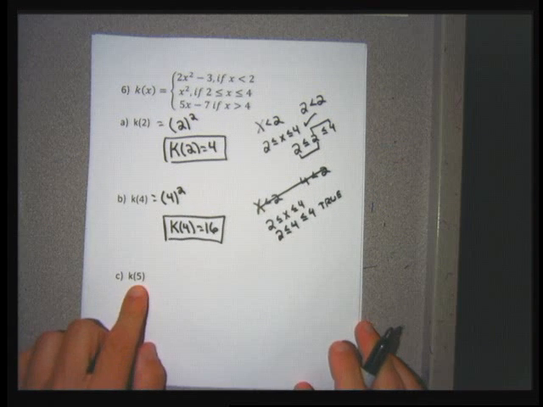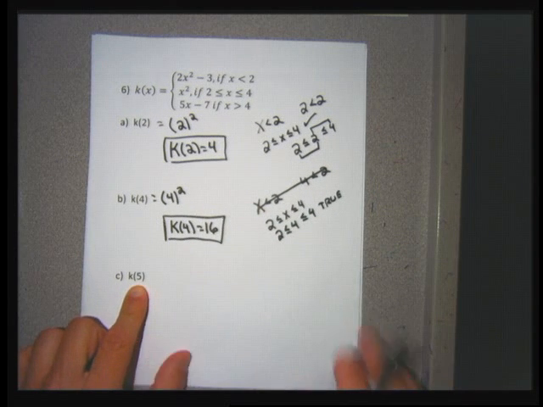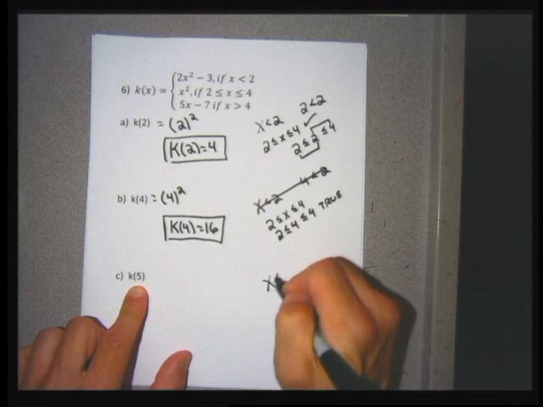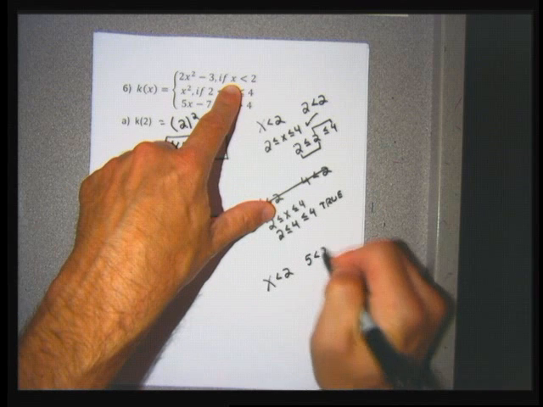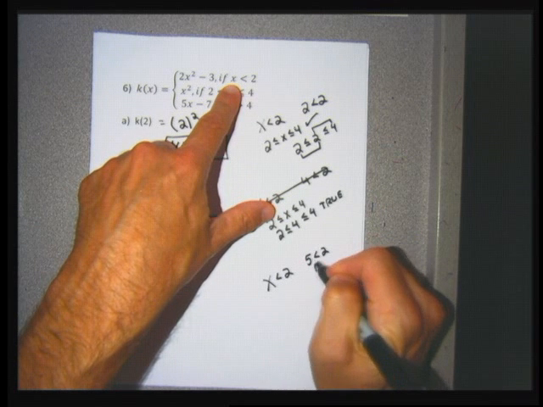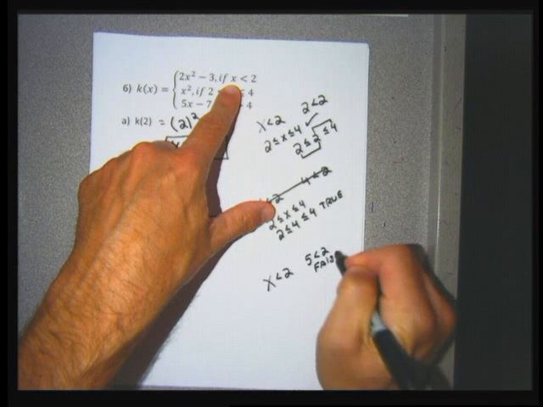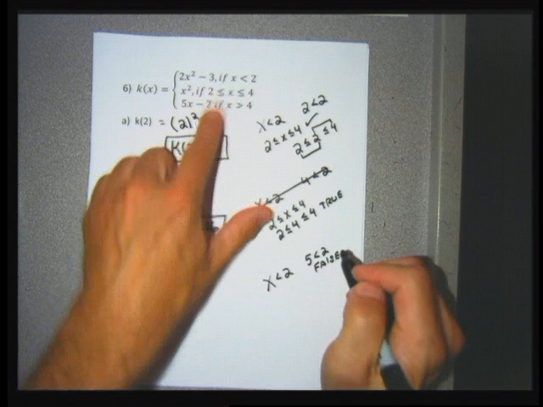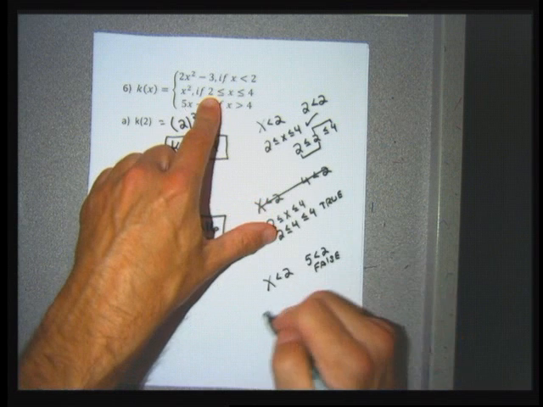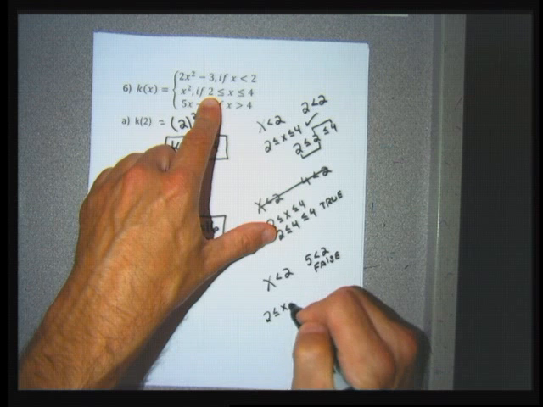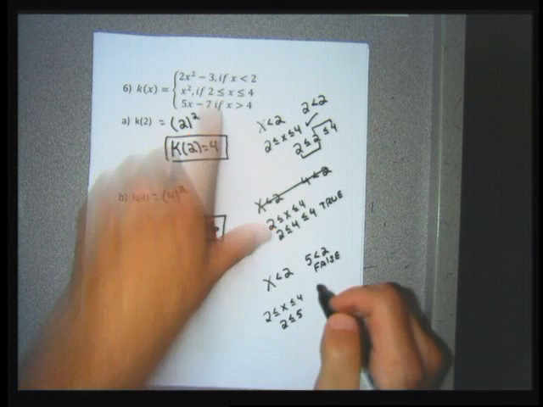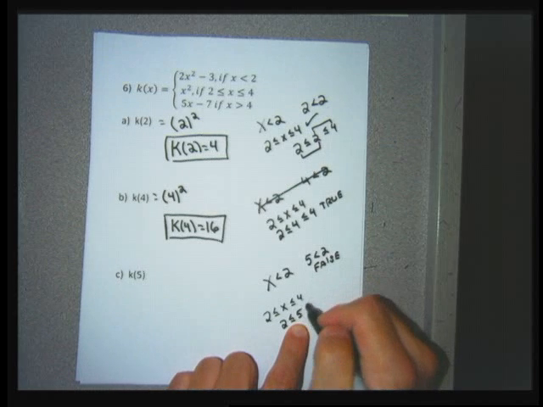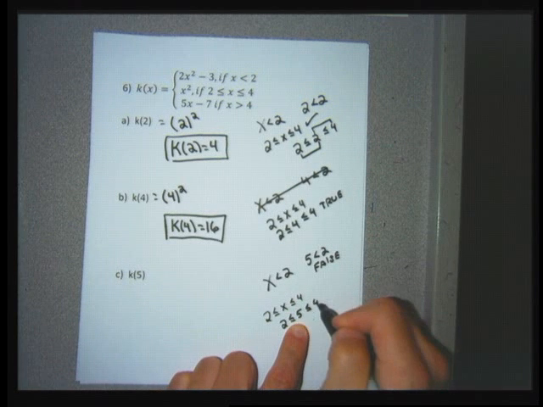The last number I need to look at is 5, and I look at the pieces one at a time. If I plug 5 into the top criteria, I look at the statement, is 5 less than 2? That's false. 5 is not less than 2, so I'm not going to use the top one. If I plug it into the middle one, 2 is less than or equal to x is less than or equal to 4, I'd get 2 is less than or equal to 5. That's a true statement, but this next statement, 5 is less than or equal to 4, is not true.